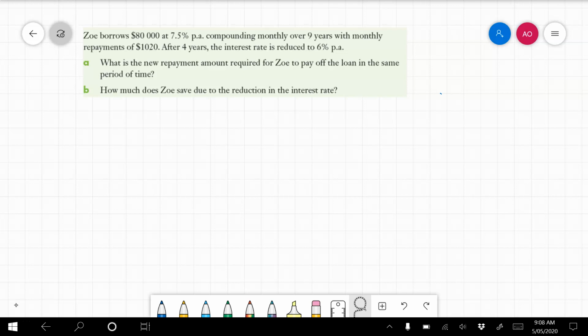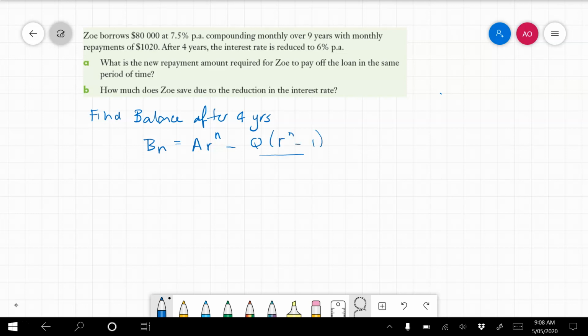For part A, to find the new repayment, we first have to find the balance after 4 years. So we need to use this equation: B_N equals A R to the N minus Q, R to the N minus 1, all over R minus 1. Just before I ran out of room, so I'm going to stick this over the side.